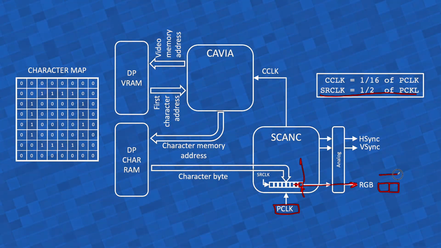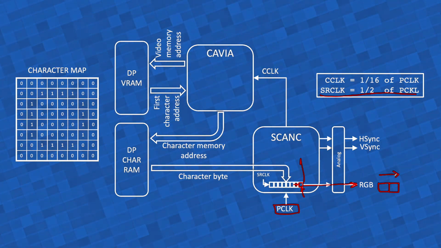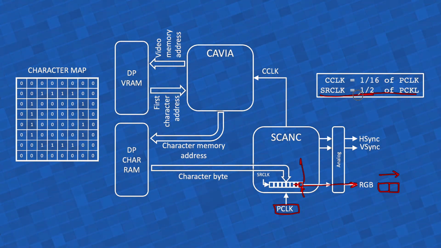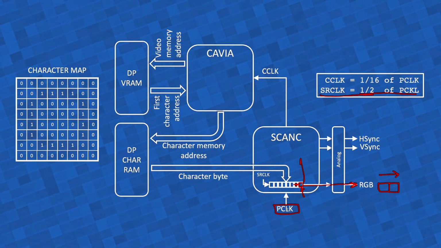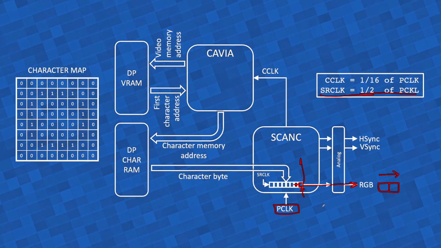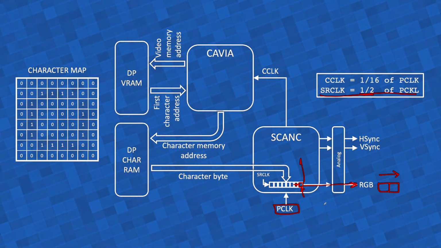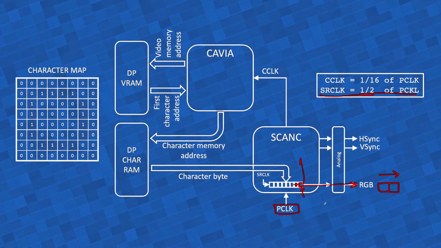So we are basically doubling the amount of horizontal information that's presented on the screen simply by halving the shift register clock with respect to the pixel clock. At least that's the theory. That's what I'm thinking right now. I have to see whether this will work. Maybe it will not work. I'm not giving you any guarantees here, but that's my thinking.